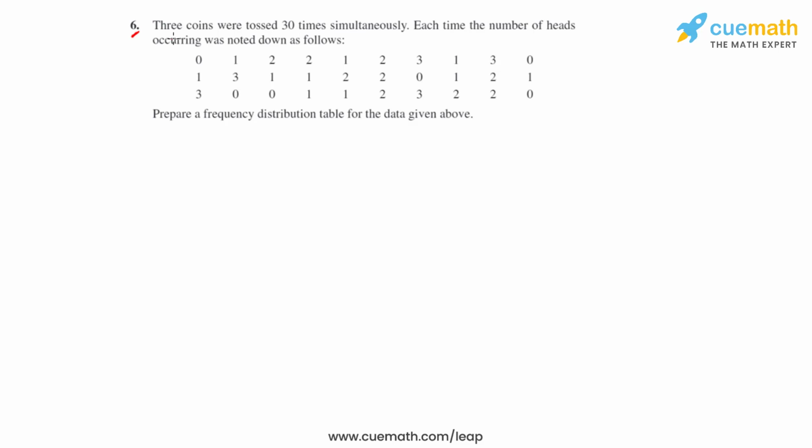Question number 6 says that 3 coins were tossed 30 times simultaneously. Each time the number of heads occurring was noted. So this is the data that we have about the number of heads occurring. We have to prepare a frequency distribution table for the data given above.